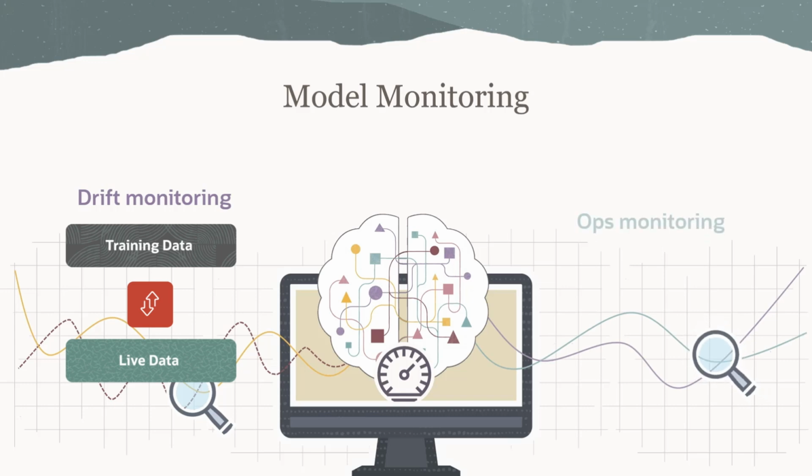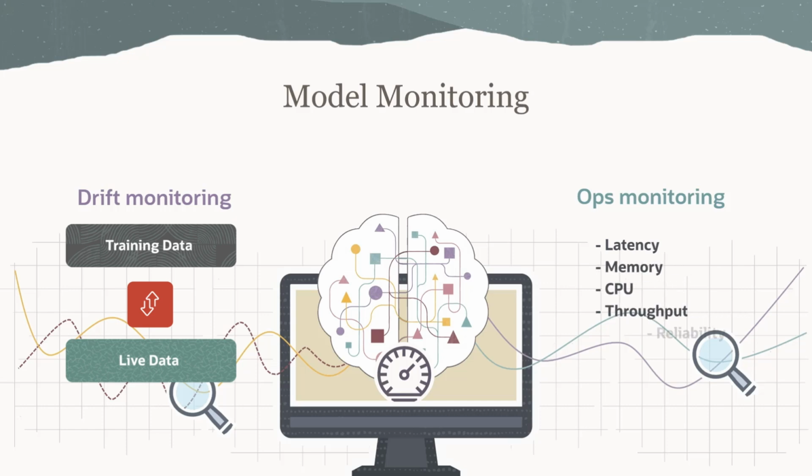Ops monitoring of the machine learning system will require partnership between the data scientists and the engineering team. Things to monitor include serving latency, memory and CPU usage, throughput, and system reliability. Logs and metrics need to be set up for tracking and monitoring. Logs can be used to investigate specific incidents and help identify root causes.